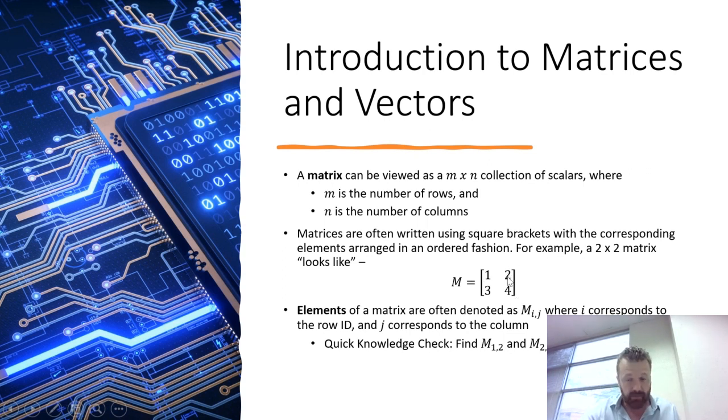And in that case, this element would be 2. Versus the element M2,1 would be the element in the second row and first column. And again, you remember you're always starting from the upper left-hand corner. So we'll go down to row 2, column 1. So that will be element 3.